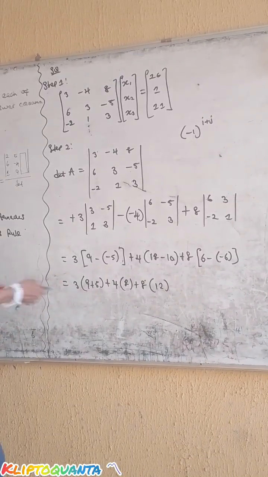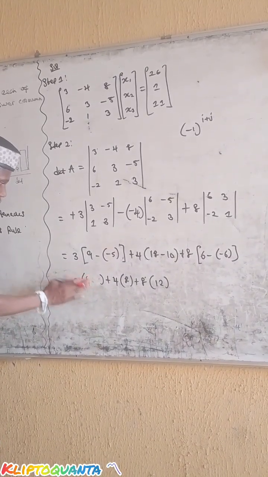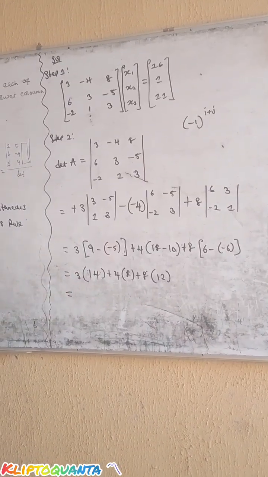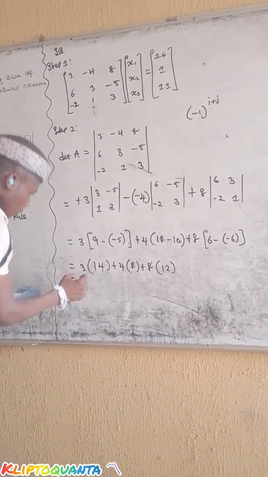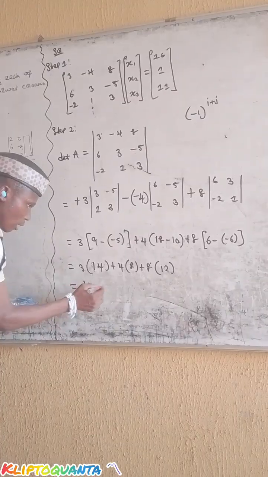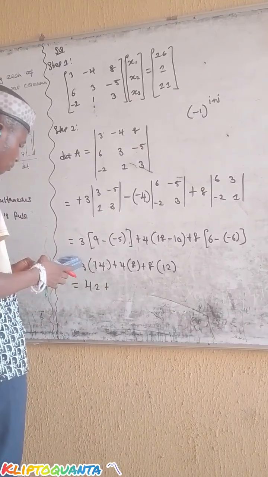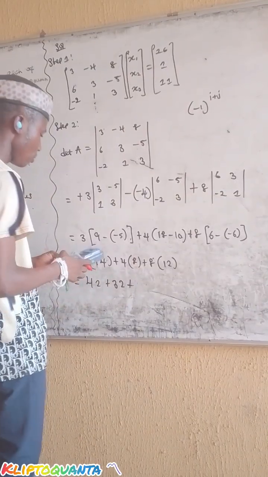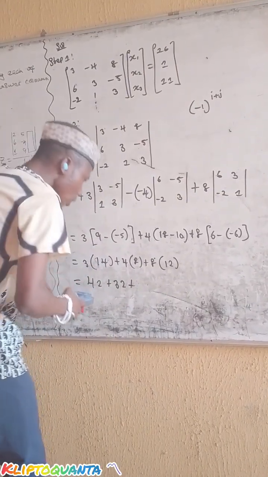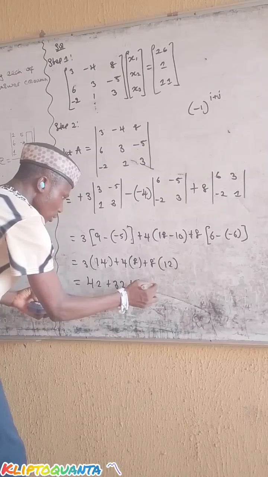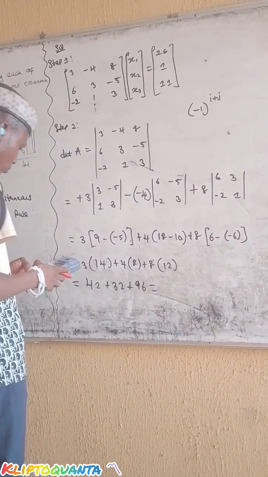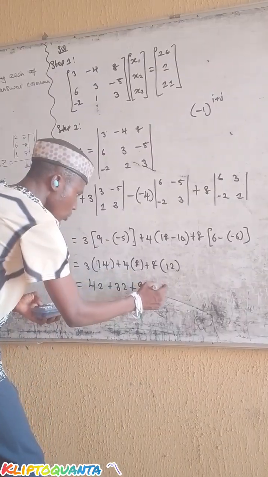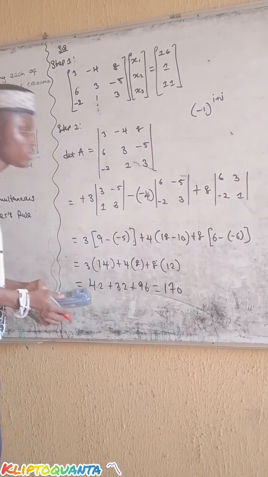So 9 plus 5 gives us what? That will be 14. So 3 times 14 gives us 42. And plus, you have 4 times 8, and that gives us 32. And then you have 8 times what? Times 12, and that gives us 96. So literally, this plus 32 and plus 42 gives us 170. Which means our determinant is what?